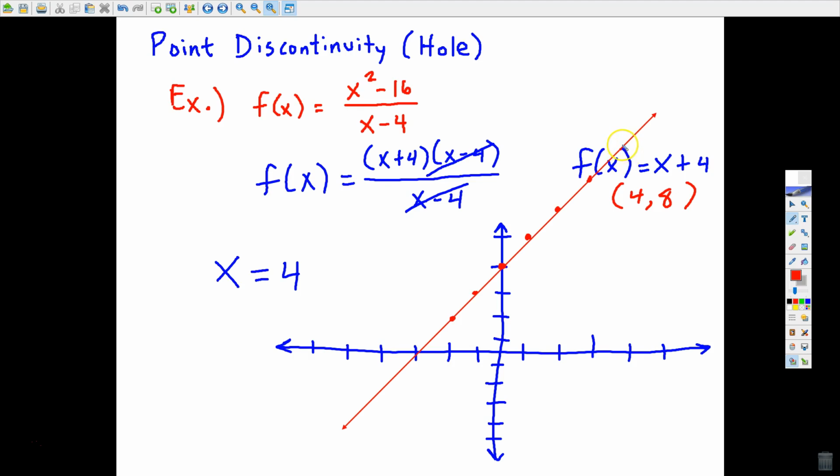Well, that means that if (4, 8) doesn't exist because 4 can't be used as an input, I should have a hole, and I can't erase my line, but you can. I should erase a little part where (4, 8) would be, and I'm going to draw a circle representing that the line's actually jumping over (4, 8), and then it's going to continue on after that. That is an example of what a hole looks like in a graph. I hope you understand why it has to be that way, because 4 can't be used as an input. Any questions?